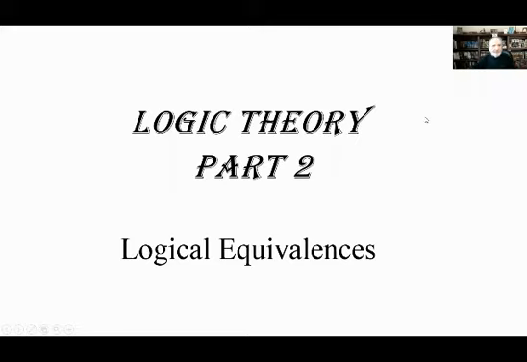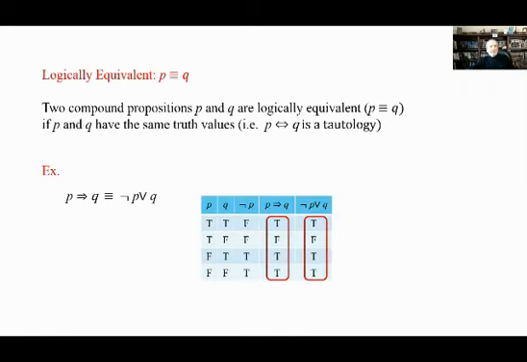Hello and welcome back. Logic Theory Part 2, Logical Equivalences. We have two compound propositions, P and Q, and we say that P and Q are equivalent if P and Q have the same truth values. Very simple. So here's an example. P implies Q is equivalent to not P or Q.